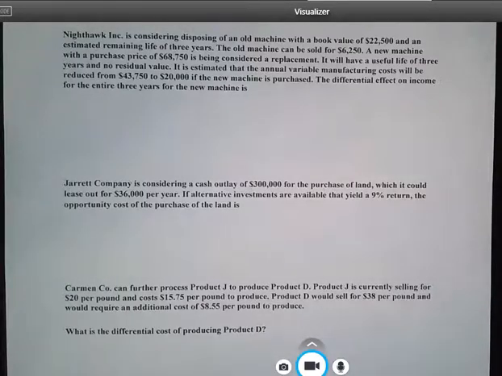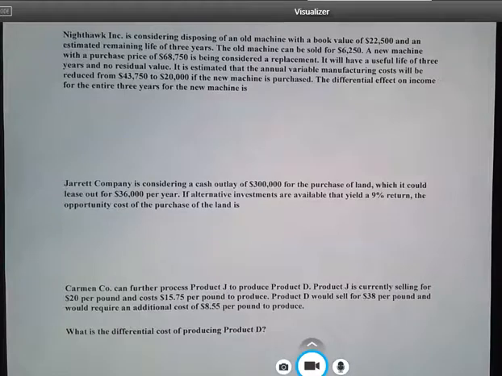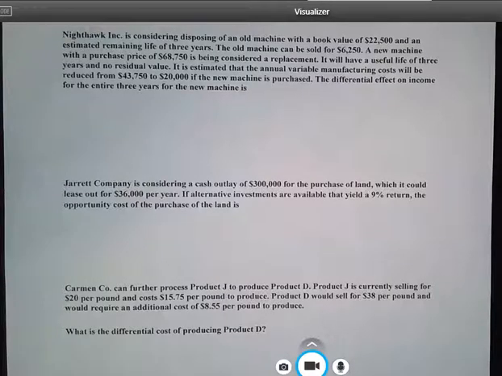The old machine can be sold for $6,250. A new machine with a purchase price of $68,750 is being considered as a replacement. It will have a useful life of 3 years and no residual value. It is estimated that the annual variable machine cost will be reduced from $43,750 to $20,000 if the new machine is purchased. The differential effect on income for the entire 3 years for the new machine is what?